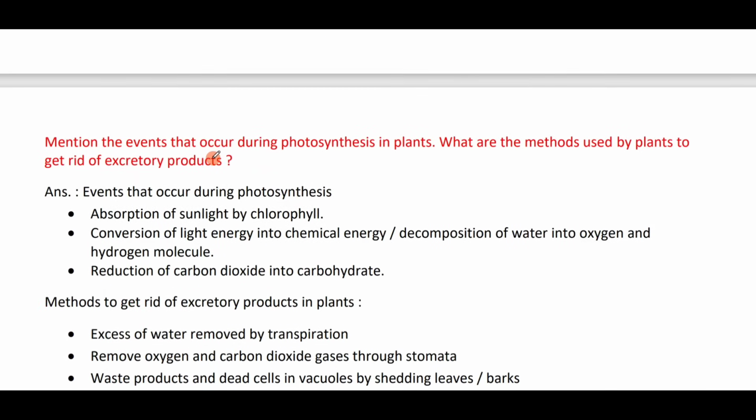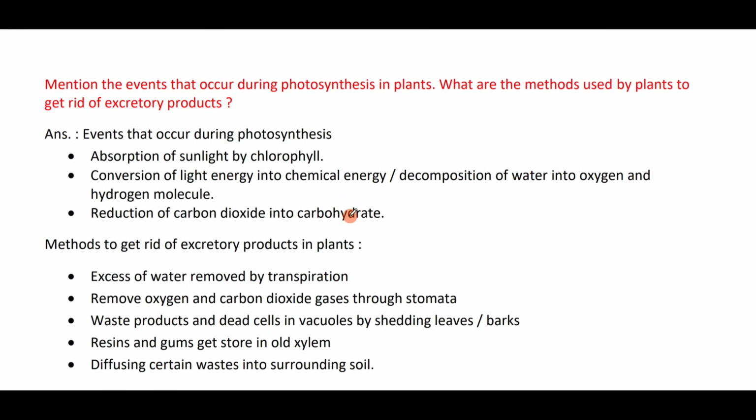Mention the events that occur during photosynthesis in plants. What are the methods used by the plants to get rid of excretory products? Events that occur during photosynthesis, we have already studied: absorption of sunlight by chlorophyll, conversion of light energy into chemical energy, decomposition of water into hydrogen and oxygen, and reduction of carbon dioxide into carbohydrate. Methods to get rid of excretory products in plants: excess water is removed by transpiration.